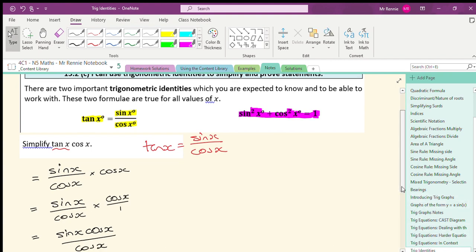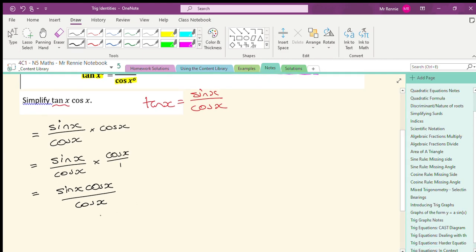The question asks us to make sure we are simplified, so you can see here from using our algebraic fraction skills, I can cancel a cos of x on the top with a cos of x on the bottom. Therefore my answer becomes sine x on the top. I would still have a 1 on the bottom, but we know if we divide by 1 it stays the same thing, so that expression would just simplify as sine x.